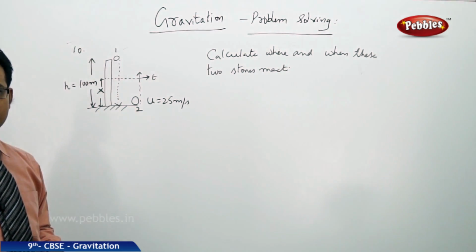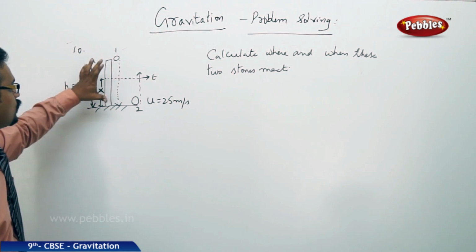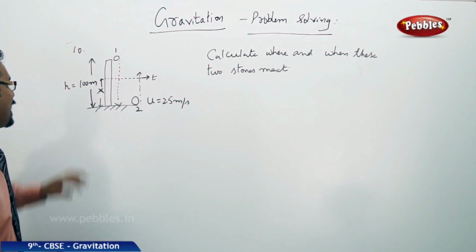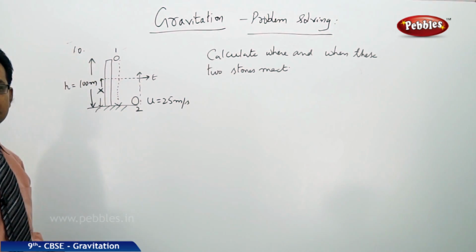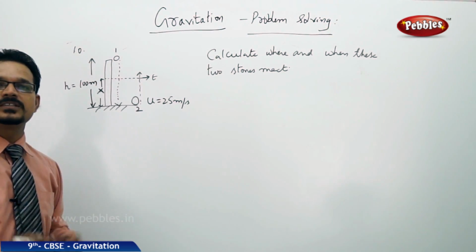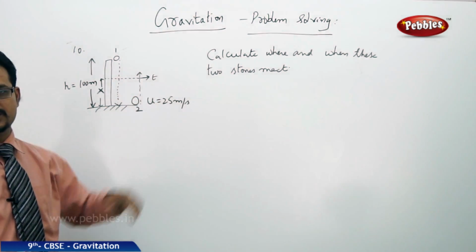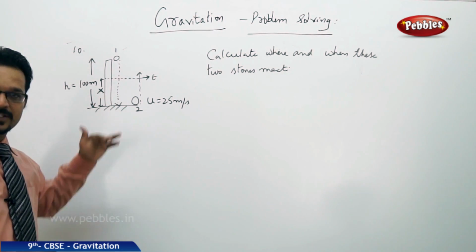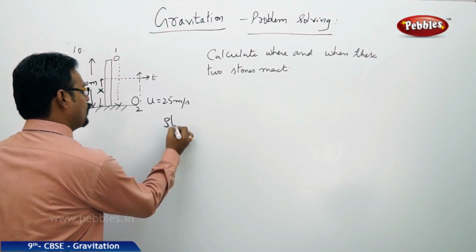So to solve this problem, we assume like this. Suppose those two stones meet at a height x from the ground in time t. It's an assumption. By taking the assumption, we will solve for the answer, and we will go step by step. First you take stone 1.